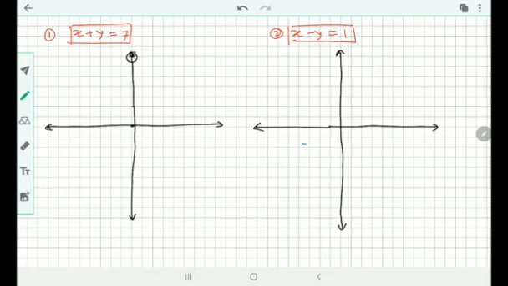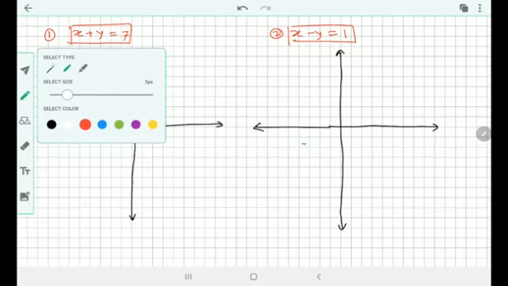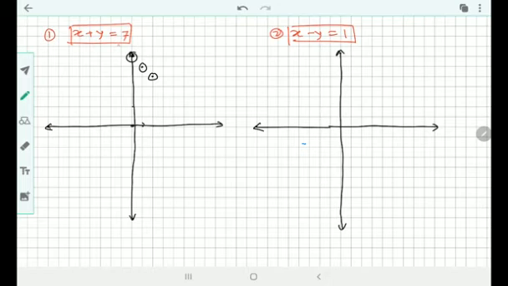Here it comes. 1 comma 6. Here it comes. And 2 comma 5. It might be here. So even this you know very well. So I'll just draw the graph of this, maybe in this manner. Next, let me draw the graph of x minus y is equal to 1.